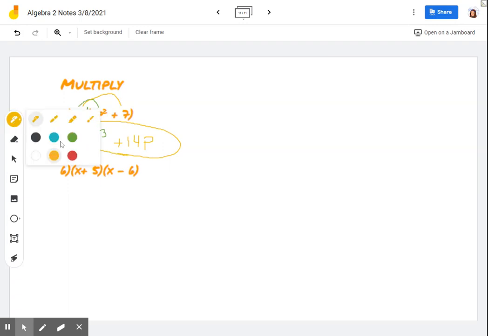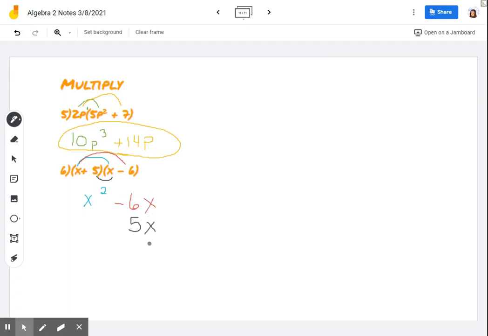Next one, we've done this a million times now, it seems like, right? We FOIL. So it's the same concept. We're multiplying a binomial by a binomial. So we're going to distribute both terms in the first parenthesis to both terms in the second parenthesis. So x times x is x squared. X times negative 6 is negative 6x. Let's see, next one is now 5. The 5 has to get distributed. So 5 times x, 5x.